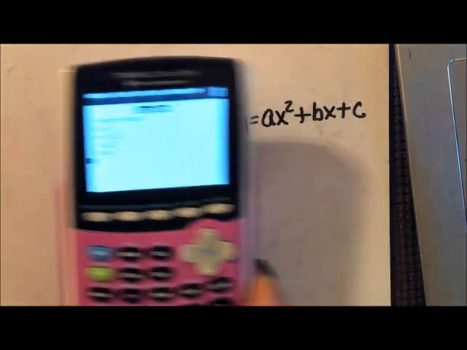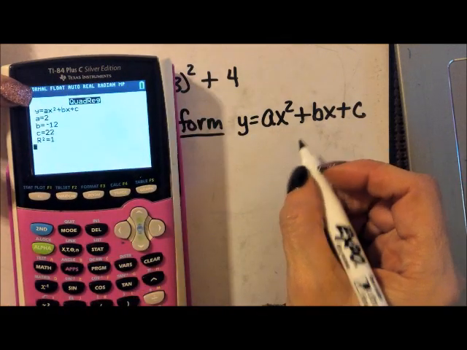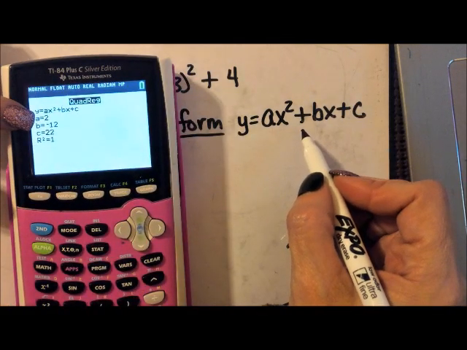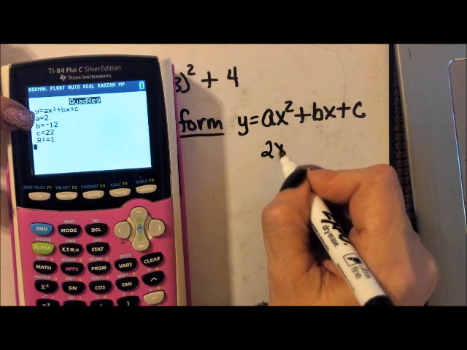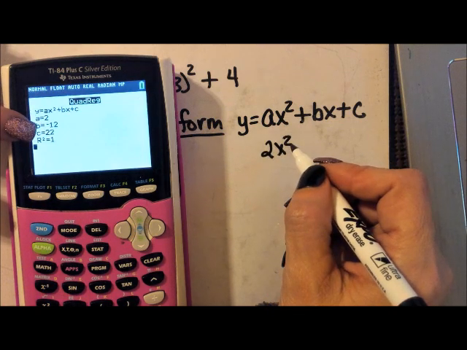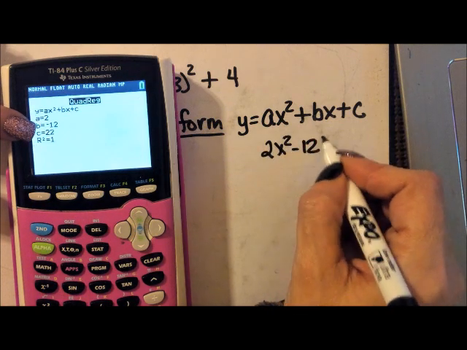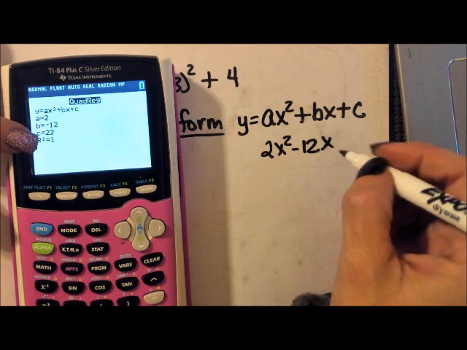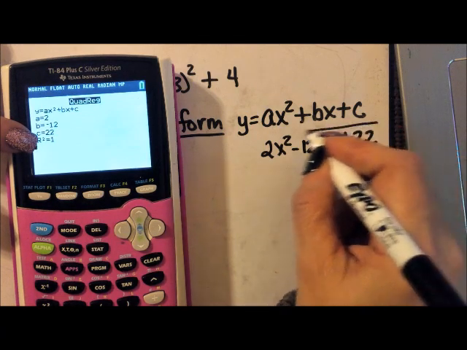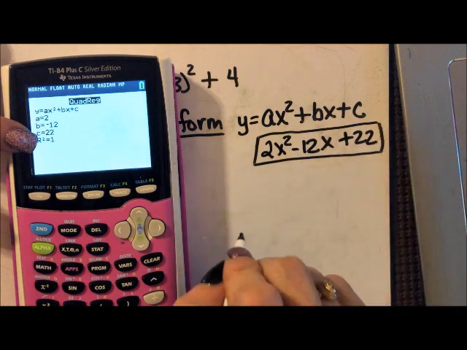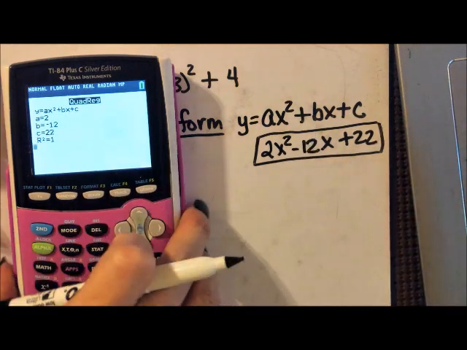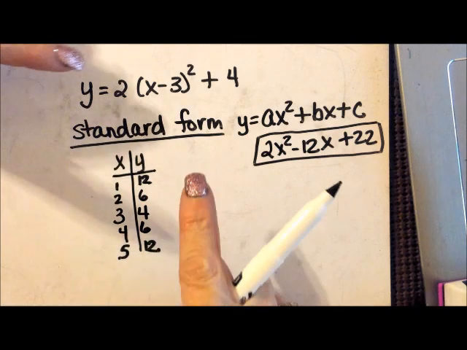Now I want you to look at what it gives me. It gives me this equation here. It tells me that a is 2, so 2x squared. It tells me that b is negative 12, minus 12x. And it tells me that c is 22. There it is. You wanted it in standard form? There you go. Now, could I have worked it out?